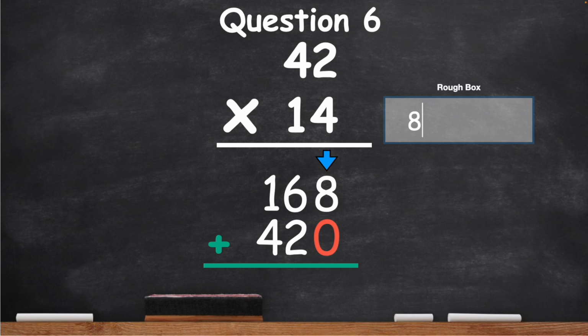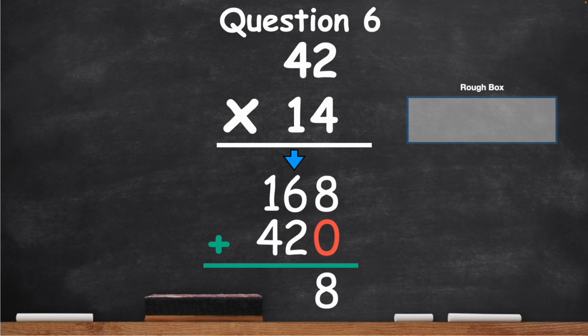So in the rough box, we're going to write 8 plus 0. 8 plus 0 equals 8. So we're going to write that down in the answer section in the ones column. Then we're going to do the tens column. So we're going to add up these two numbers. So 6 plus 2 gives you 8. So we're going to write 8 down in the tens column of the answer section.